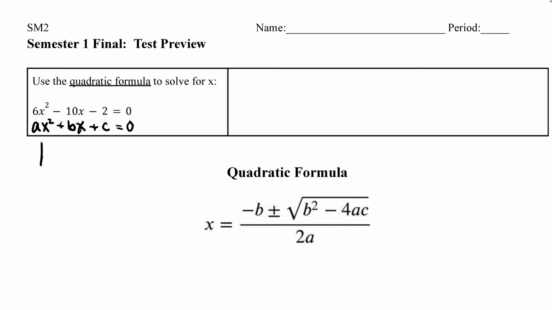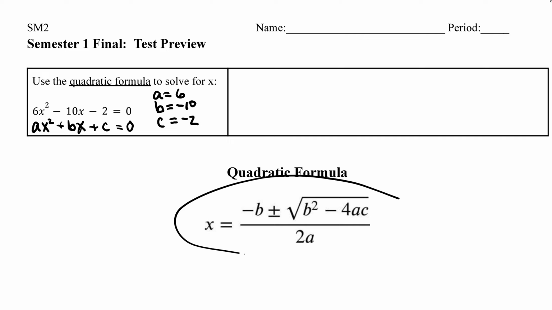The important thing is that you've got your squared term first, and then your x term, and then your constant, which we do. So it makes it easier to see that in this case, a equals 6, b equals negative 10, and c equals negative 2. And once we've identified those values, then we can plug them into our quadratic formula here. But the first thing we're going to do is find the discriminant.